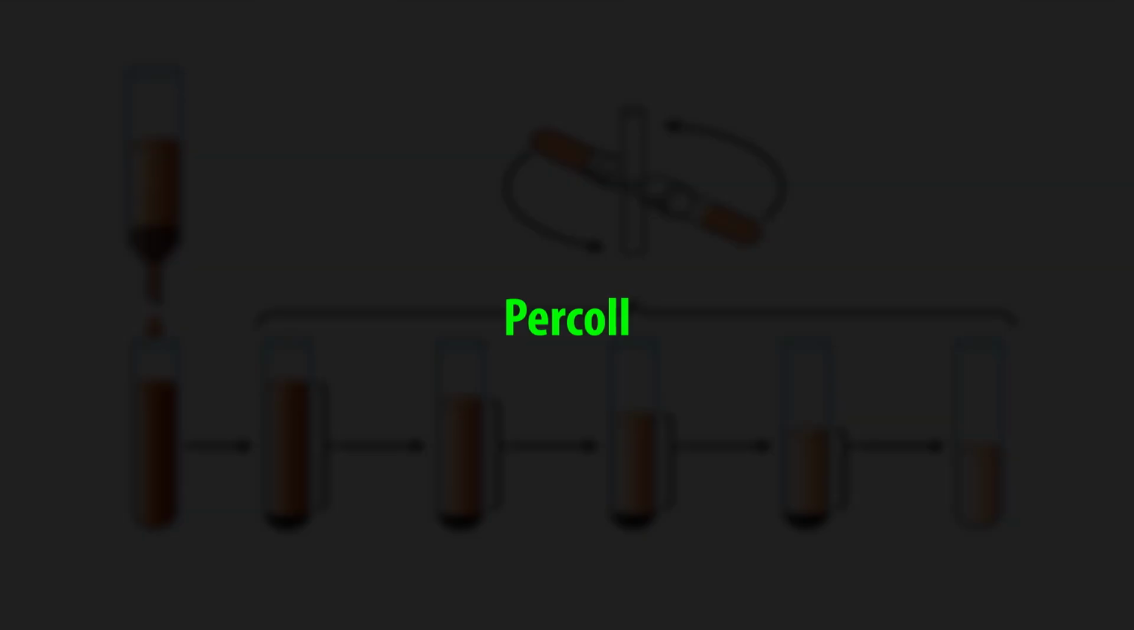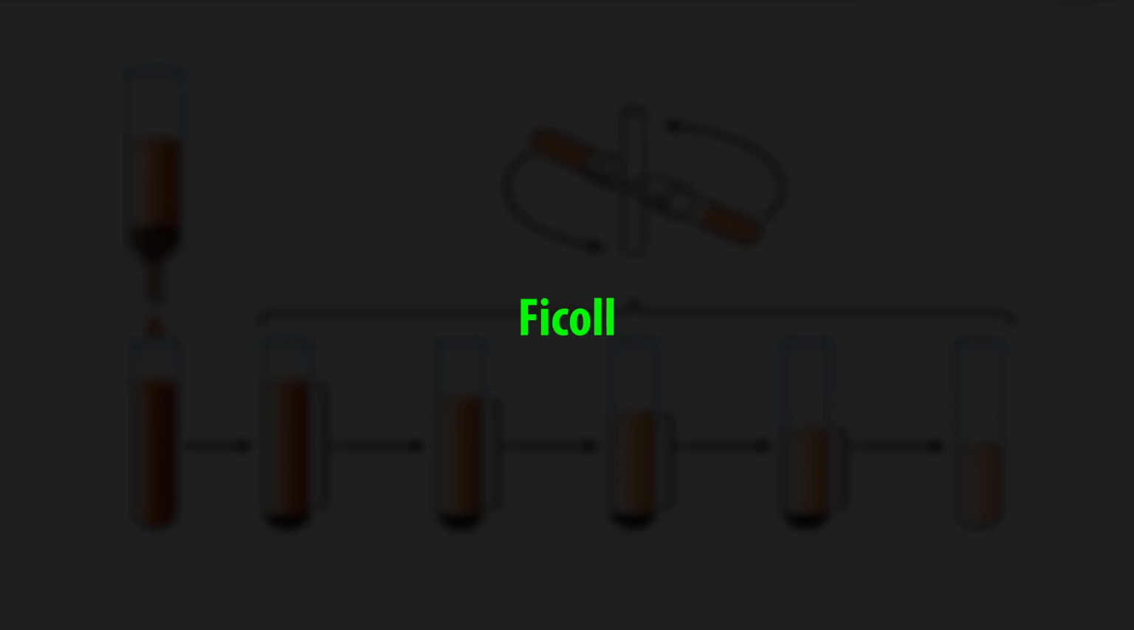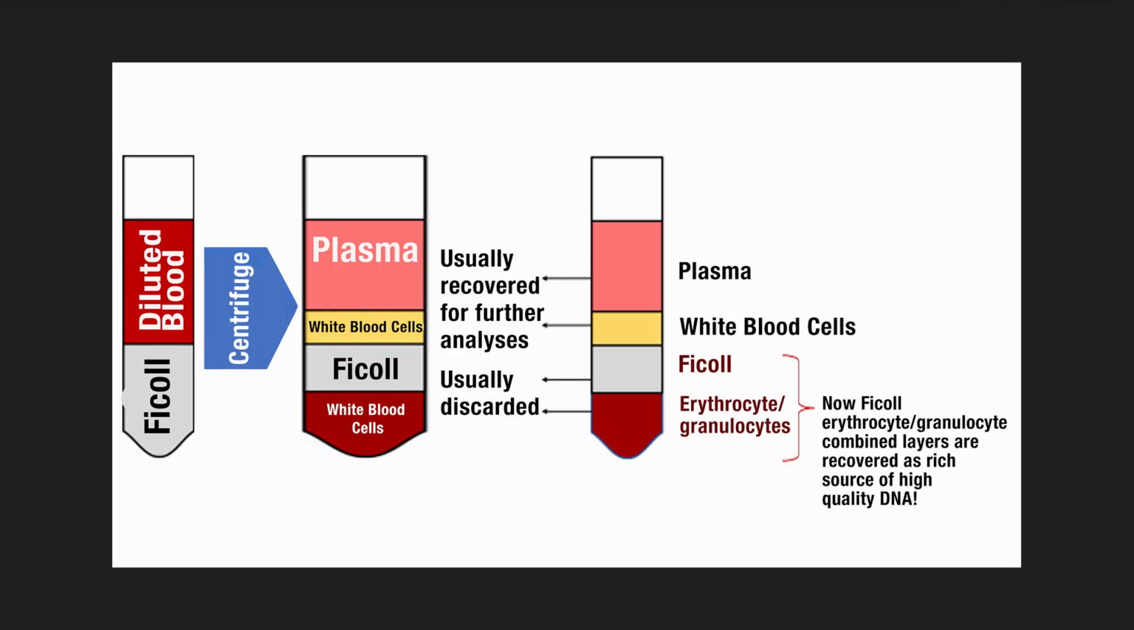Percoll, alternative density media. Percoll, a colloidal silica coated with polyvinylpyrrolidone, is inert and forms self-generating gradients during centrifugation. It's ideal for cell separation, for example, lymphocytes, due to low osmolarity and biocompatibility. Ficoll. Ficoll, a polysaccharide, is used for cell separation, particularly peripheral blood mononuclear cells.